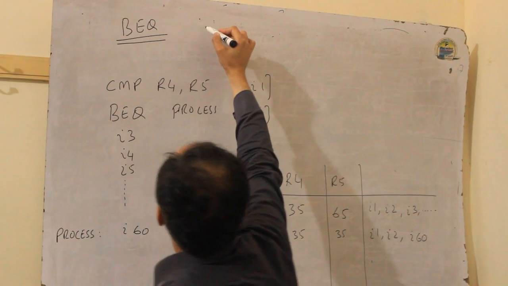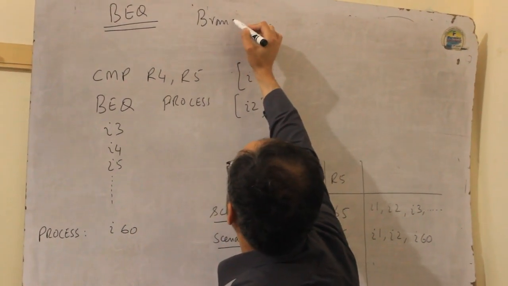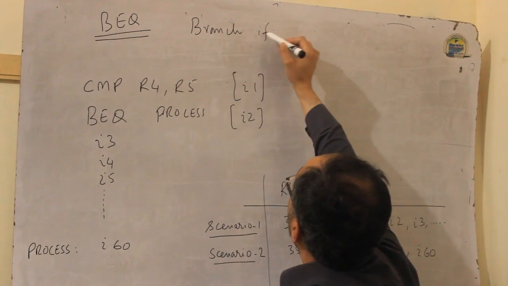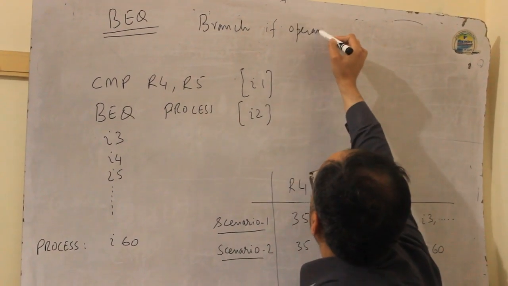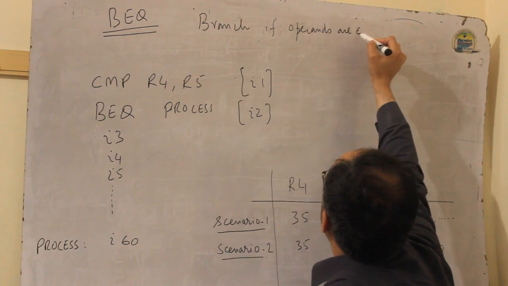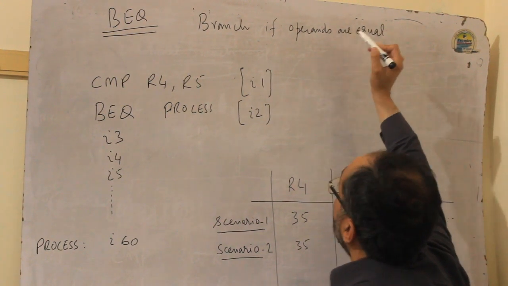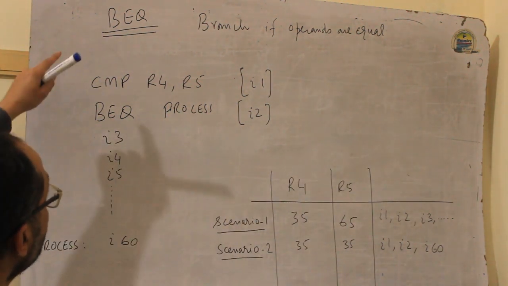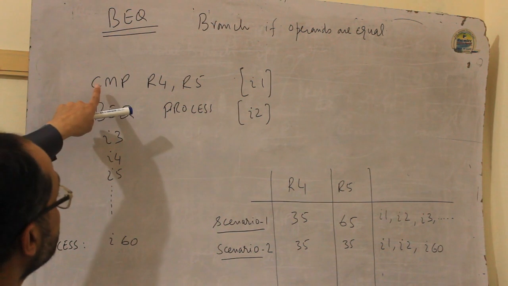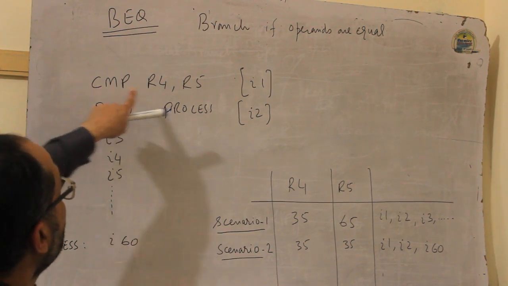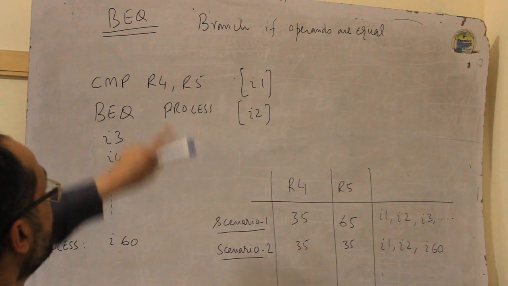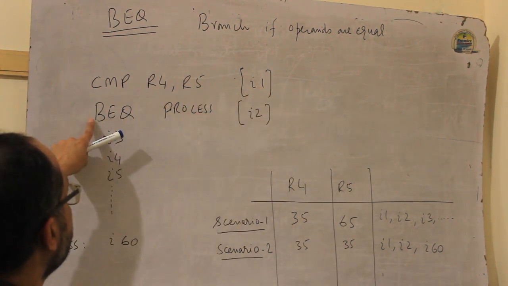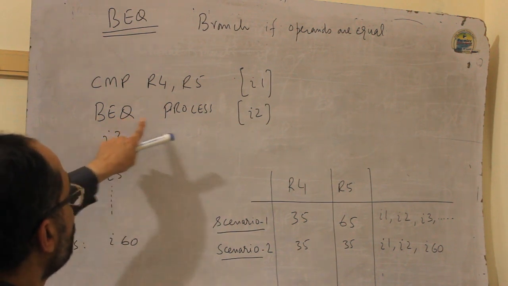So BEQ stands for branch if operands are equal. Otherwise, it's a conditional branch instruction. If you look at this example, let's assume that we are comparing R4 and R5, and let's assume this instruction is I1, followed by a second instruction, branch equal process.